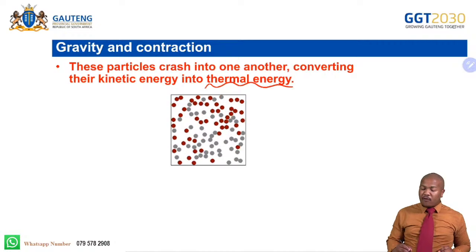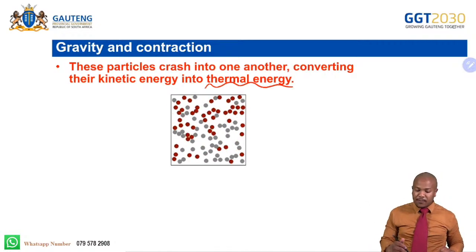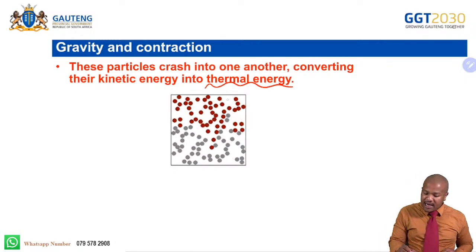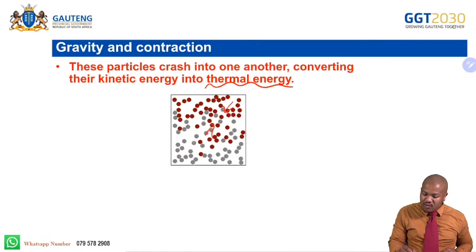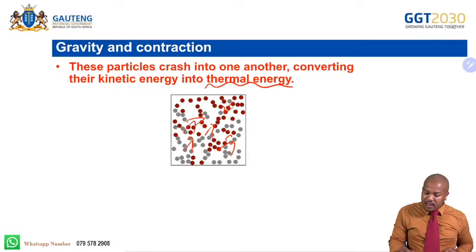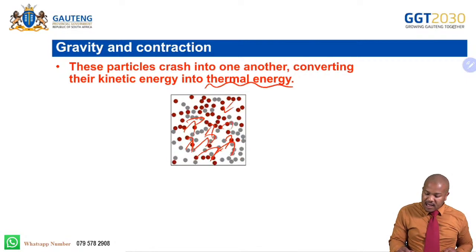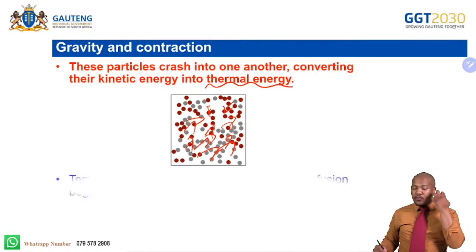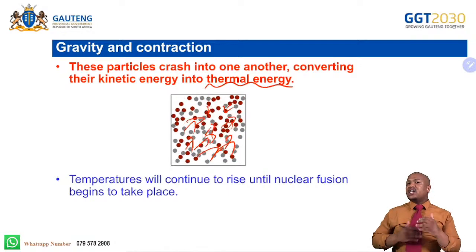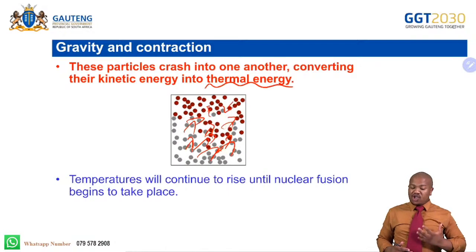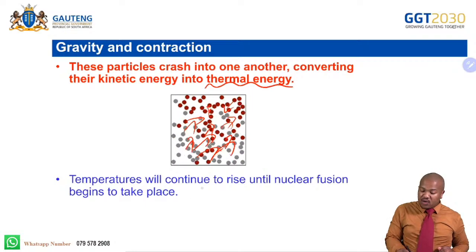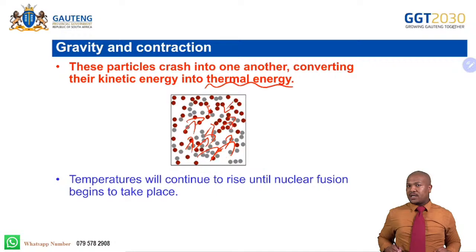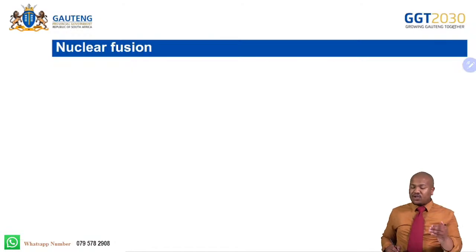This is a diagram of gas particles crashing into one another. This is what happens. As you can see, they are moving up and down, crashing into one another, creating what? Creating thermal energy, converting the kinetic energy they have into thermal energy. And as they do that, temperatures continue to rise, up until nuclear fusion begins.